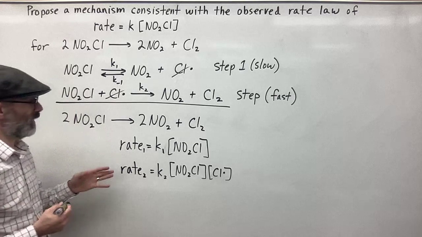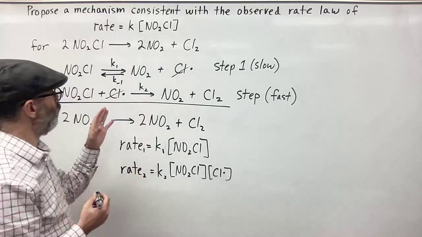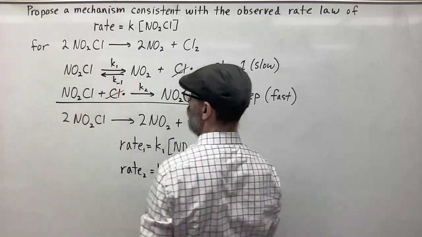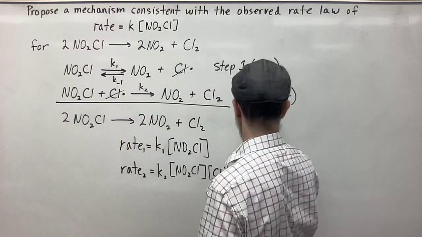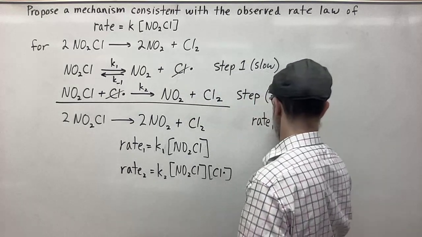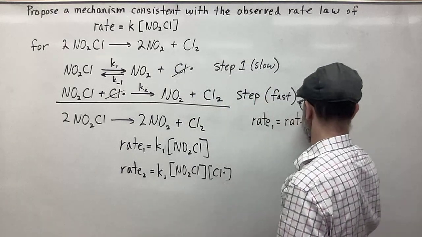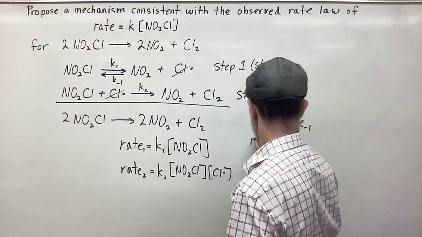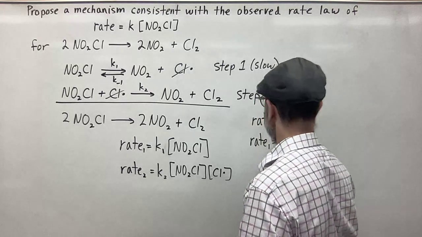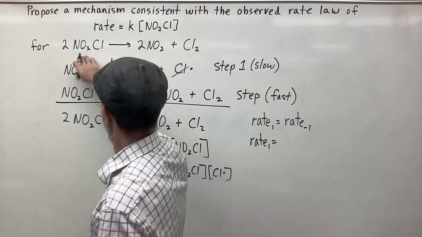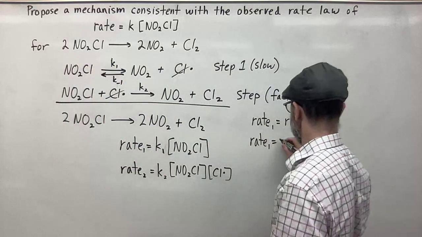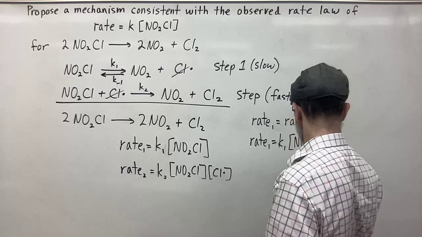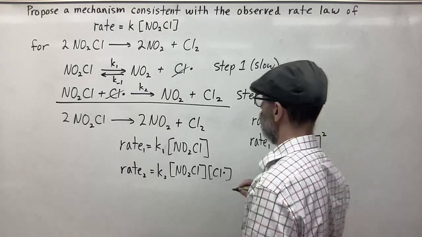So what we could do is then do the normal thing that we normally do, right? So this would be fast, and so that would be at equilibrium. So then the rate 1 would be equal to the rate of minus 1. And then the rate law for 1 would be equal to the NO2Cl. So it'd be K1 times the concentration of NO2Cl squared.